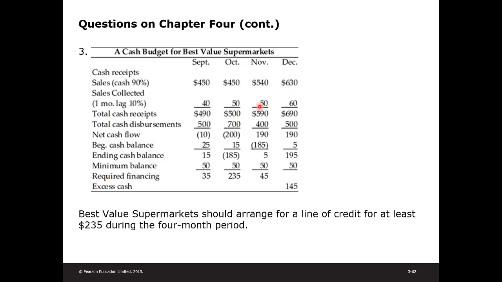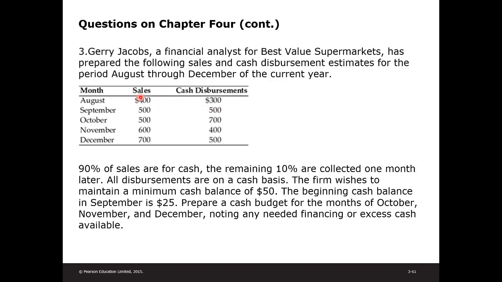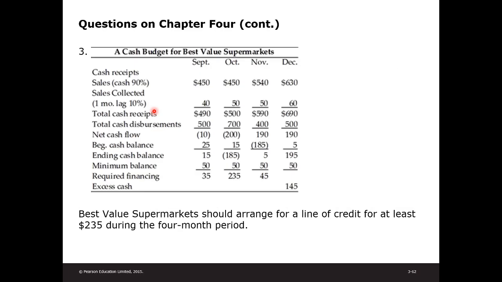Then we need to calculate the 1 month lag for the sales on credit. For September, we will calculate the 400 of sales of August, multiplied by 10% in order to calculate the remaining sales to be collected in this month, which will be 40.